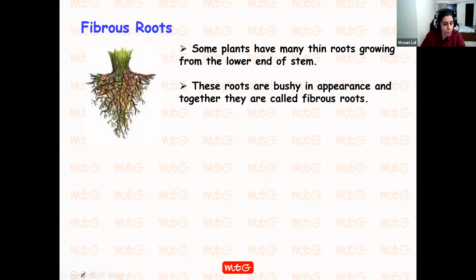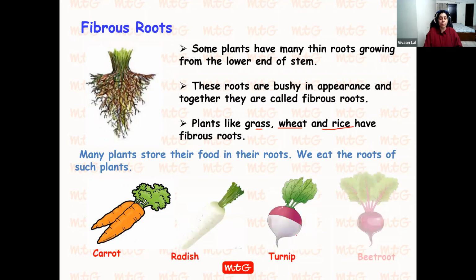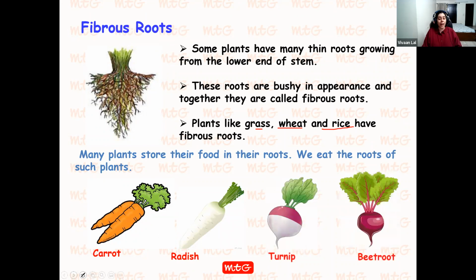But the radish, carrot, and turnip are taproots. Fibrous roots will be grass, wheat, and rice. Carrot, radish, turnip, beetroot. They're all taproots. Did I say fibrous? They're all taproots. Yes, carrot, radish, turnip, balsam, peas, beans, mango, mustard, they're all taproots, whereas fibrous root will be grass, wheat, rice, and maize. They're all fibrous root.